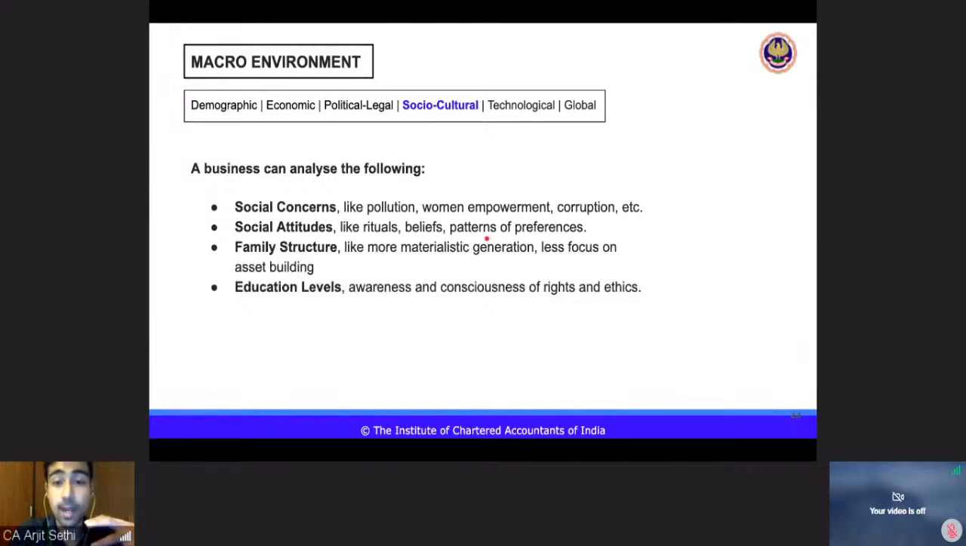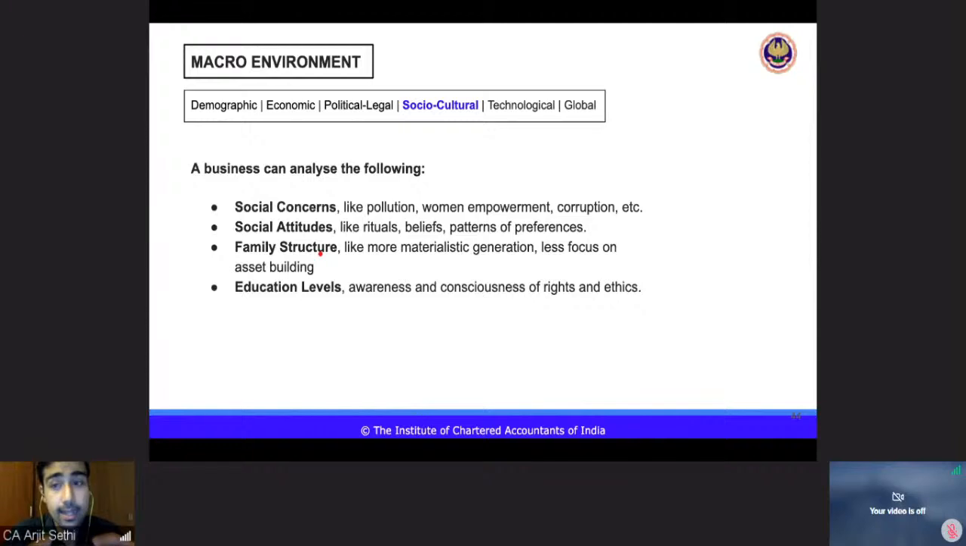The population has a pattern of preferences. The major part of the population is into religious activities, right? The family structure: India has more joint families than any other country, right? So the family structure, we're talking about the social culture. It is the population in its entirety, the government thought process, everything. If you club that together, it becomes the social culture element of a particular society, right? The social concerns, the social attitudes, family structures.